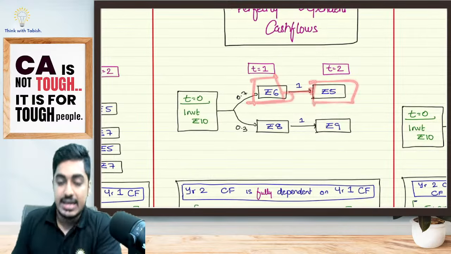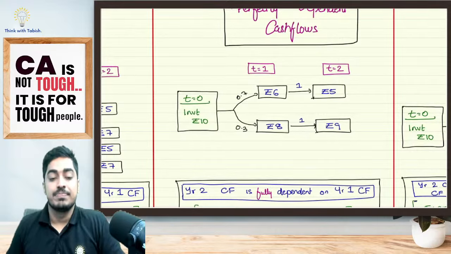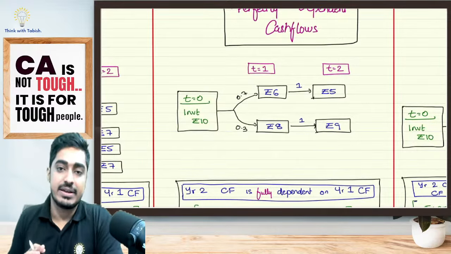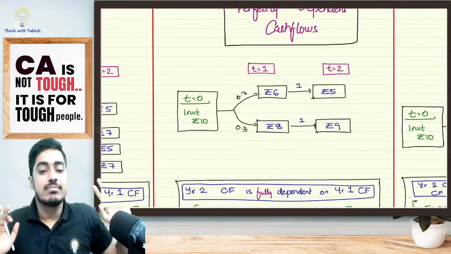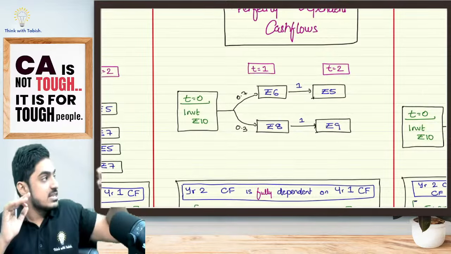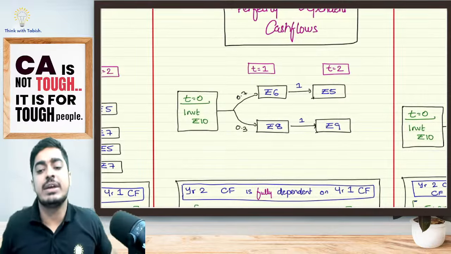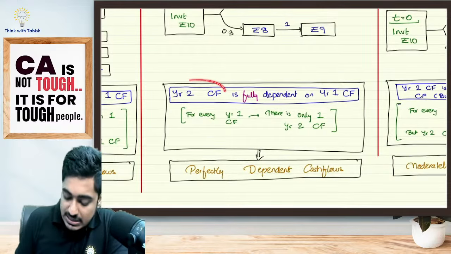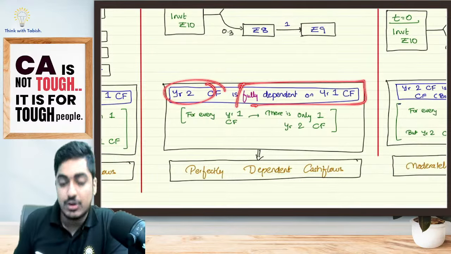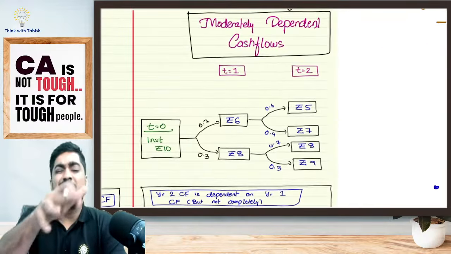Is this clear, everyone? For every one cash flow of year 1, there is only one cash flow for year 2. That is perfectly dependent. Independent means irrespective of what happened previously, I will get 6 or 8. Here, if 6 rupees I got last year, then definitely, compulsorily, 5 rupees only I will be getting this year. Perfectly dependent cash flows. Year 2 cash flow is fully dependent on my year 1 cash flow. Or the third one is moderately dependent.